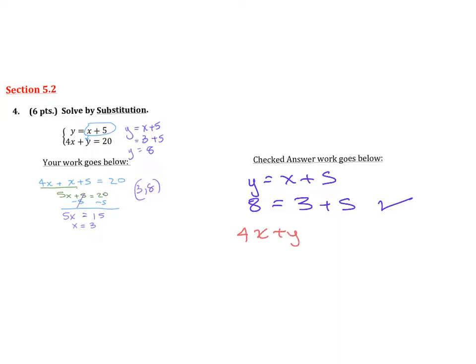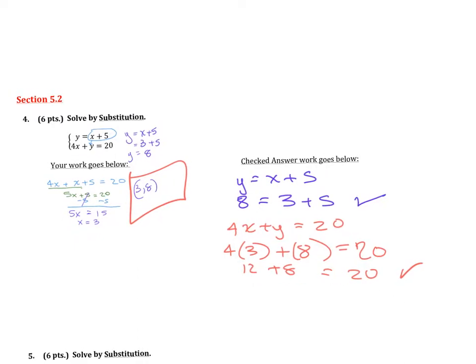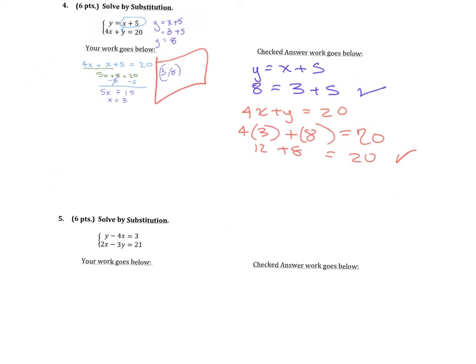4x plus y is equal to 20. 4 times x, which is 3, plus y, which is 8, should equal 20. 12 plus 8 is equal to 20, so I know it's correct, and my answer is 3, 8. That is the solution of the system using substitution. Now you try this one.